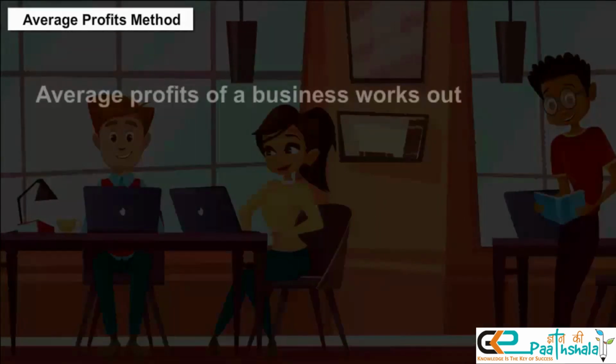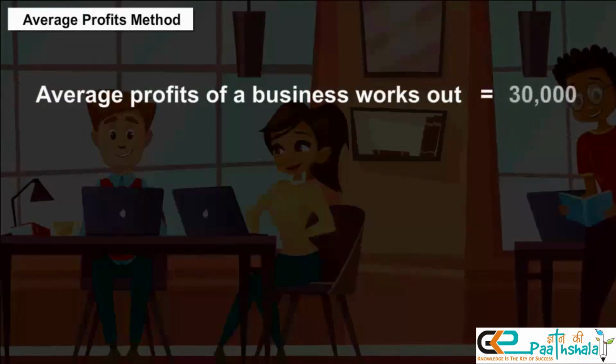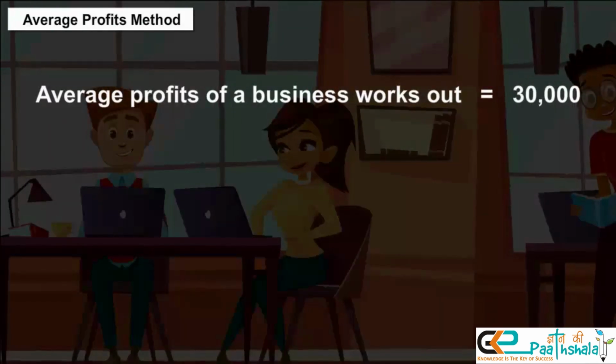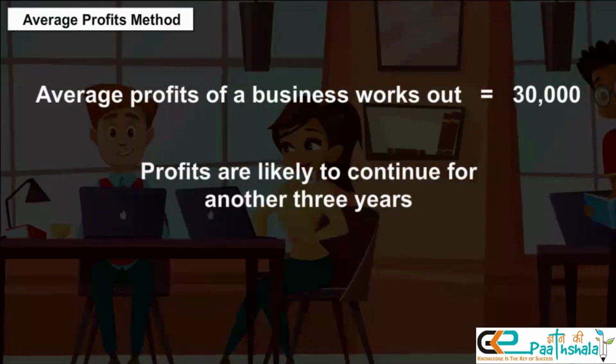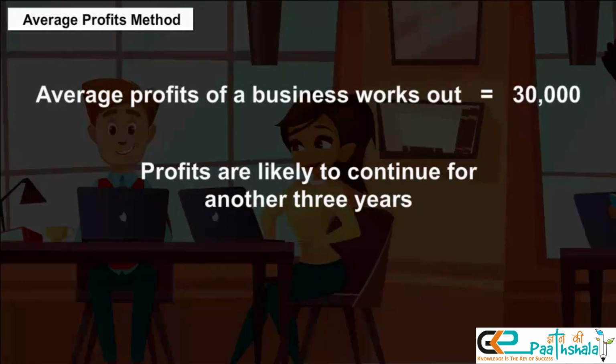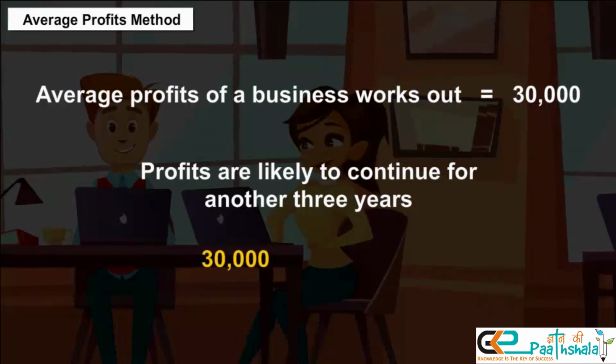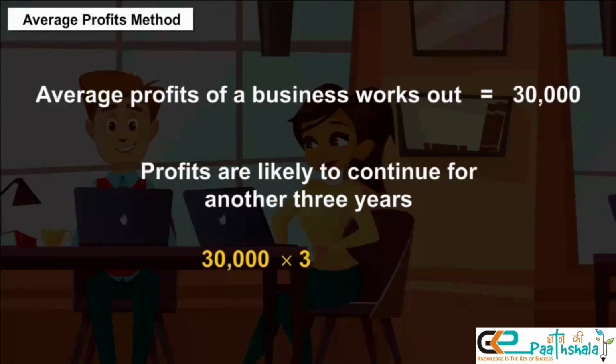For example, if the past average profits of a business work out at Rs 30,000 and it is expected that such profits are likely to continue for another 3 years, the value of goodwill will be Rs 90,000, that is, Rs 30,000 multiplied by 3.